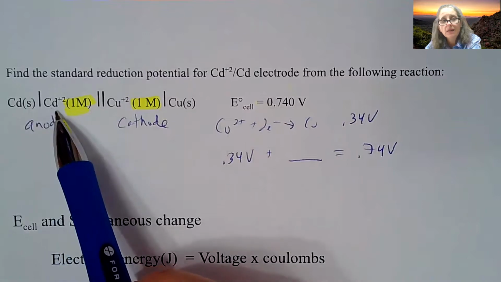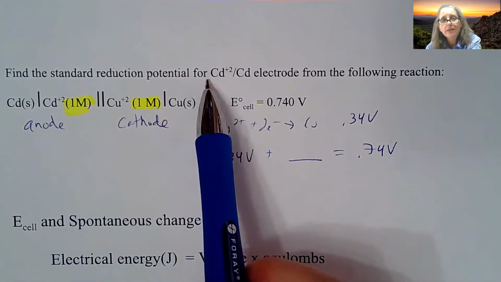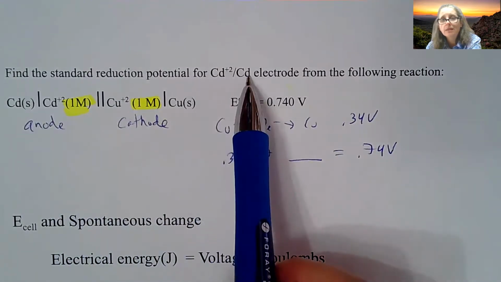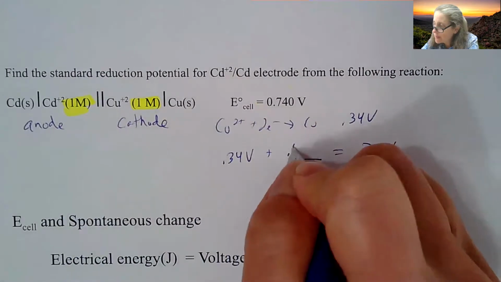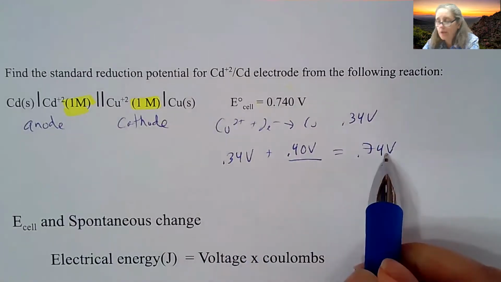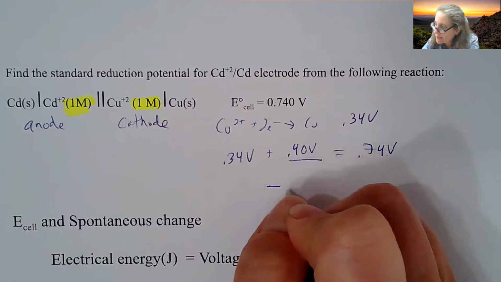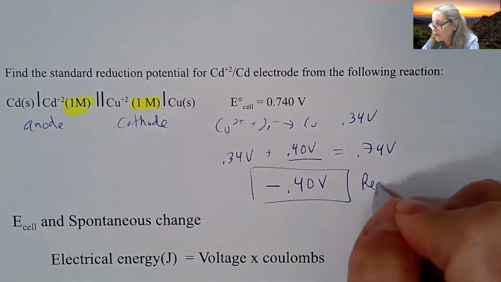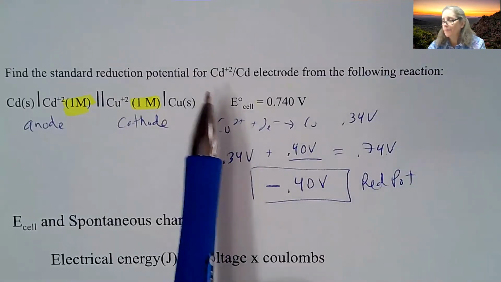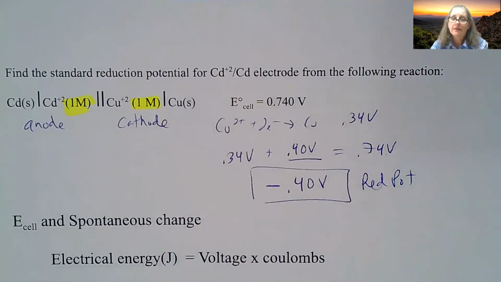So the Cd is becoming Cd2+, but realize they want you to go from Cd2+ to Cd, meaning they want it as a reduction. So this has to be 0.40 volts in order to get to 0.74 volts. But your final answer needs to be negative 0.40 volts, because they're looking for the reduction potential for Cd2+ to Cd. So again, just showing you another example of how you would see an E cell type calculation.